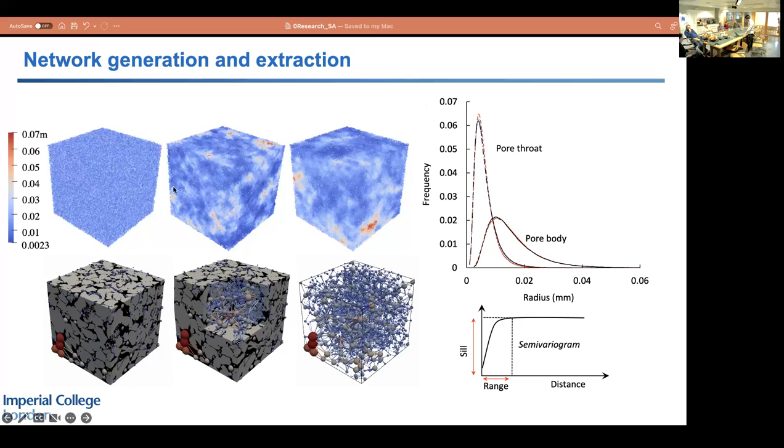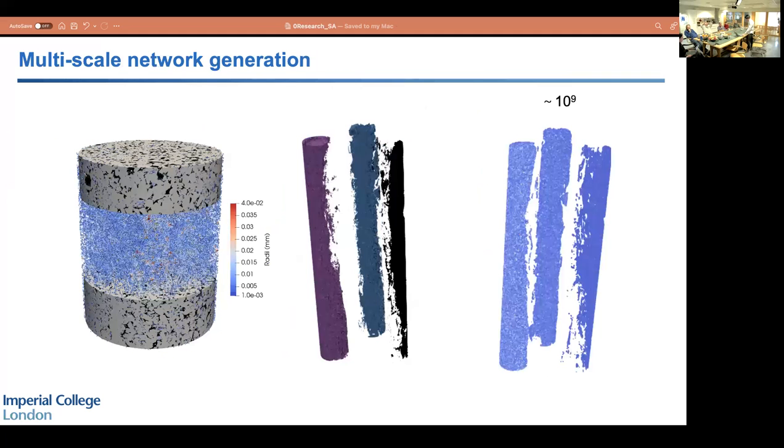And for these 3, this is uncorrelated and this is highly correlated. And you can see this is the pore-size and the throat-size distribution. They have the same distribution. All of them are the same log normal pattern, but the locations are different. Also, we use the variogram to evaluate the correlation length.